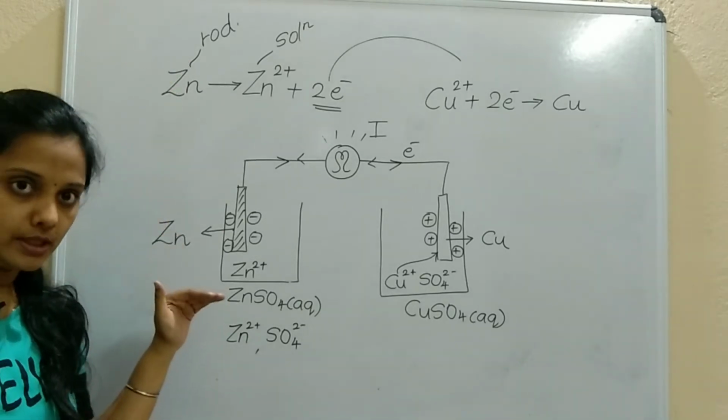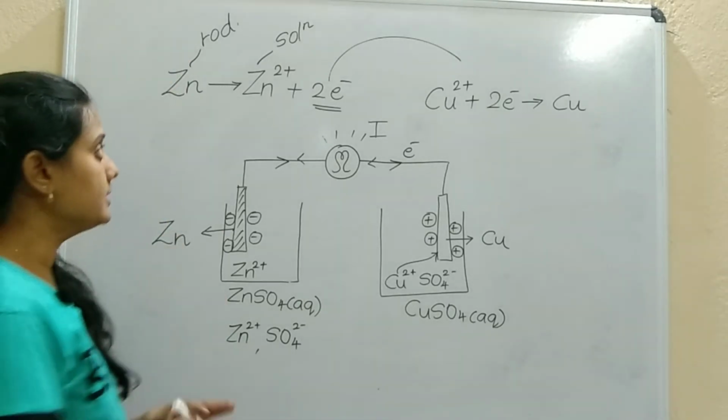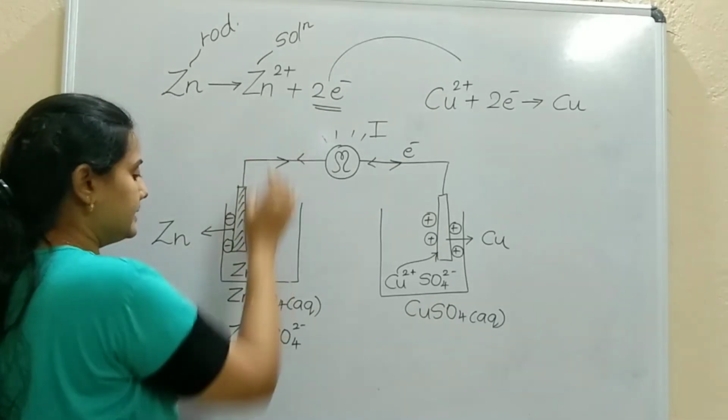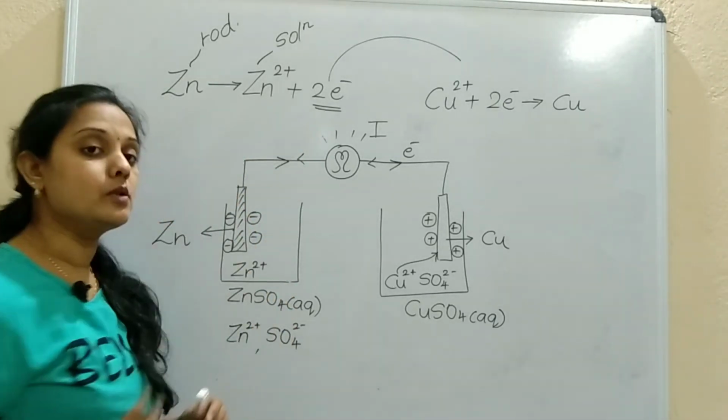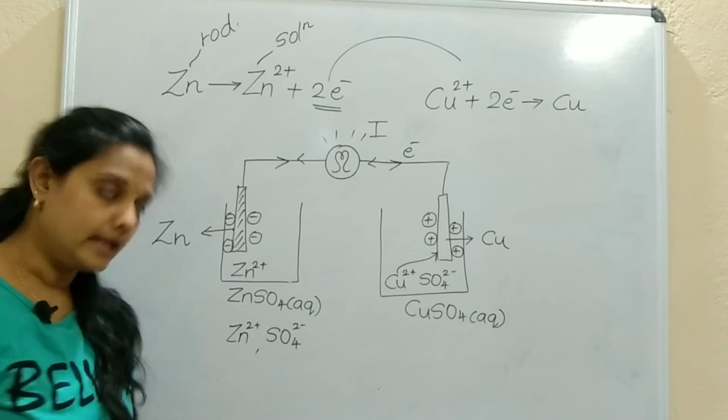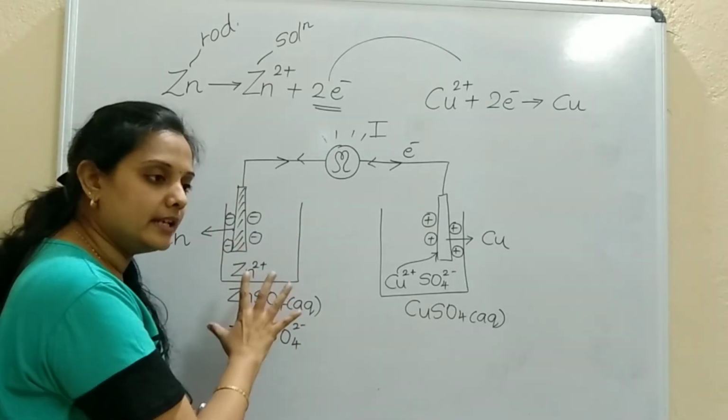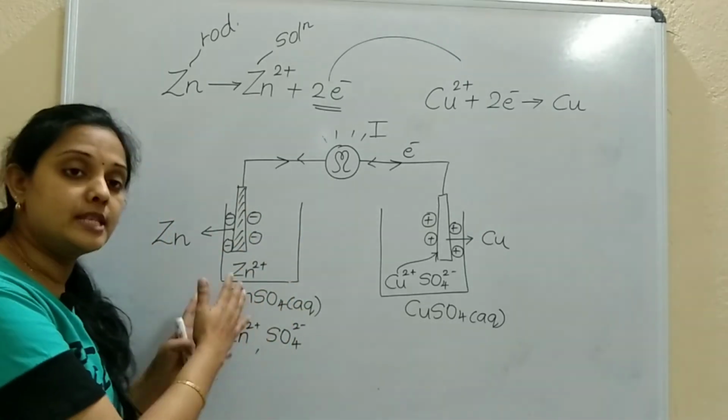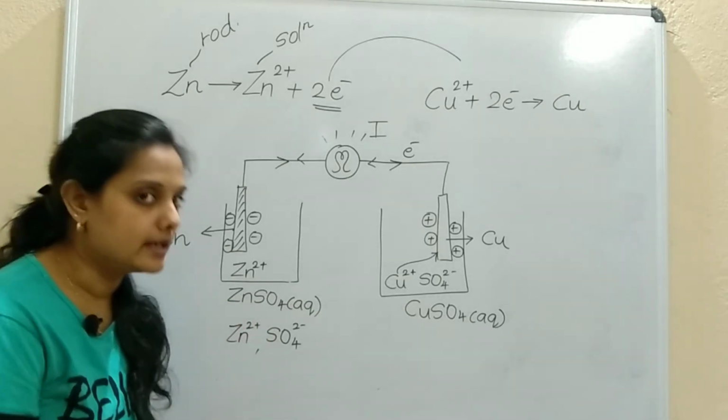So before connecting, zinc from the rod, I have written here, zinc from the rod will come into the solution. It will lose 2 electrons and become Zn2+ ion. The Zn2+ ion will remain in the solution. Correct. Okay. So what is happening here? The concentration of Zn2+ ions increases.